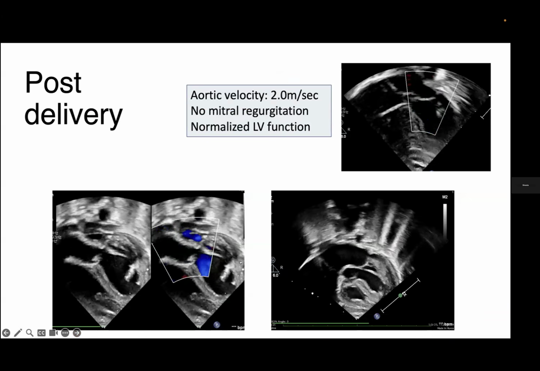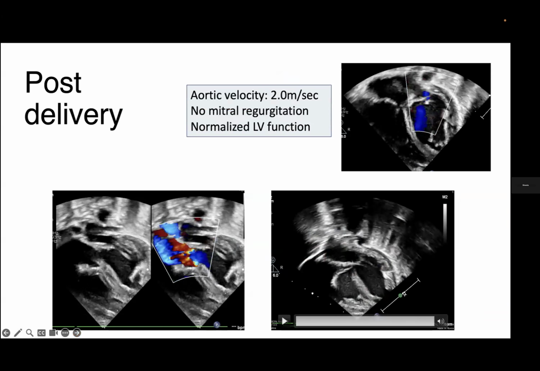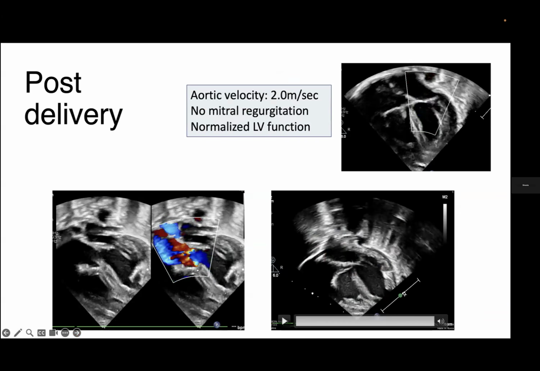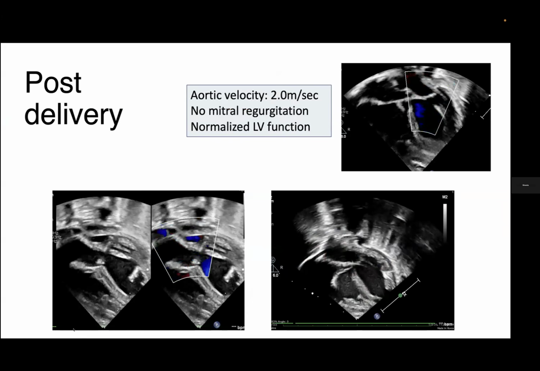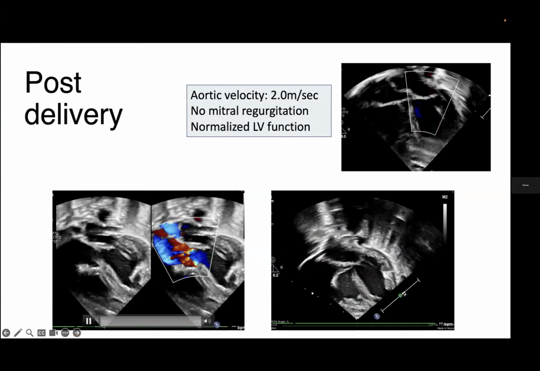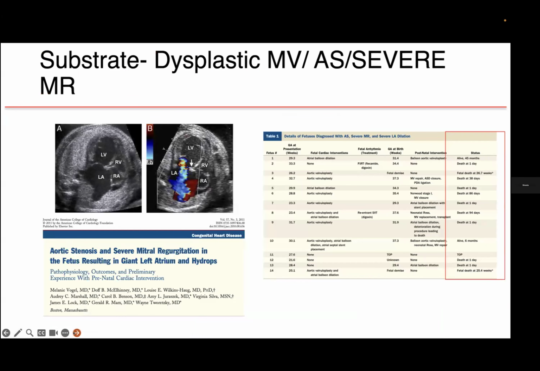There is no mitral regurgitation. Aortic valve flows are very, very adequate. There is no aortic regurgitation. And this baby did not require any aortic valvotomy till now because of the adequate flow across the aortic valve. After delivery, there was only mild aortic stenosis. So this was a very gratifying result where the left ventricular size was preserved, the left ventricular function improved, and this baby did really very well.